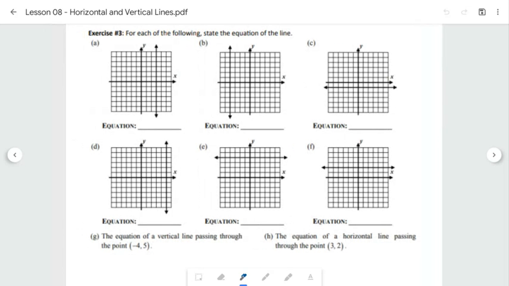I think we should pause the video here and try to write the equations of each of these lines from A through H. So pause the video, write in your answers. When you come back, we'll go over them, or I'll go through them, okay? So hit pause, and then when you're ready to go recap, hit play.